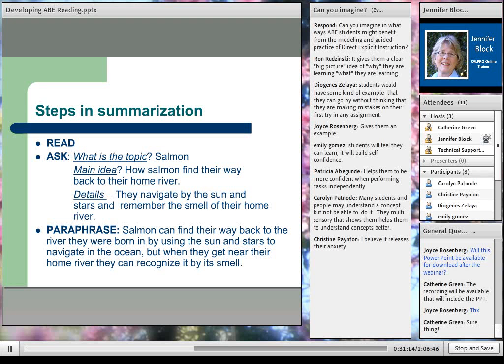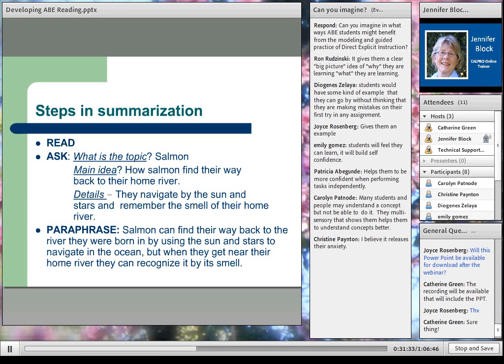Salmon find their way back to their home river. Well, and how do they use the sun and the stars to navigate in the ocean? Then they recognize their home river by its smell. So you might find they're giving you 3 sentences as they're putting this information back together.